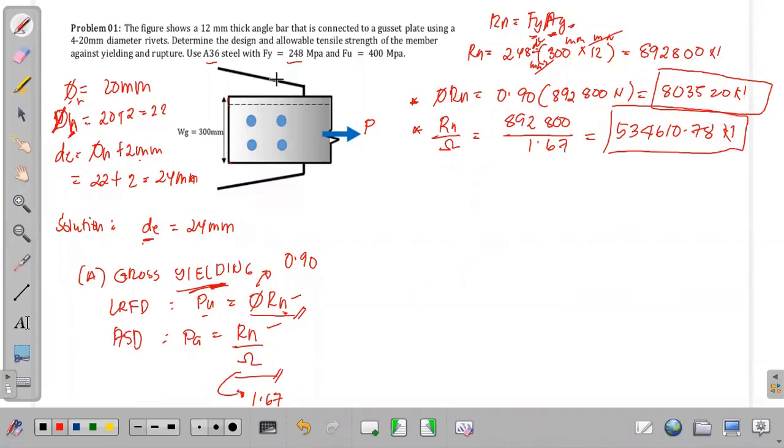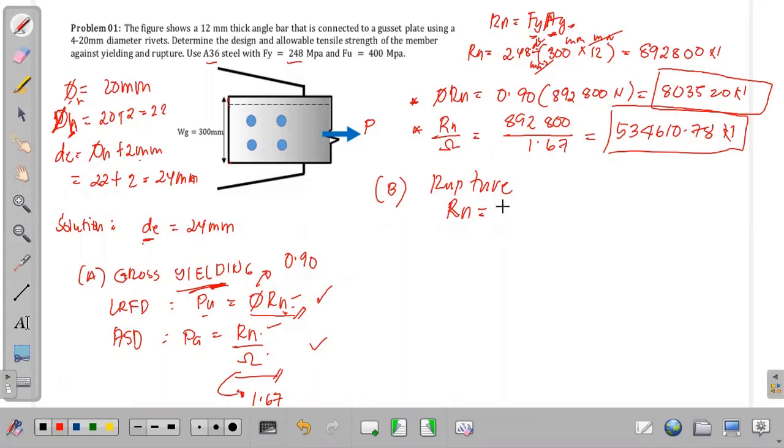Okay? Paano naman pag against the rupture or yung fracture? So the allowable tensile and the design tensile strength against rupture. Ano yung magiging nominal natin? The same pa rin yung ating equation, di ba? VRN, Rn over omega pa rin yung sa ASD. This is for the design allowable. Okay? So ano yung magiging nominal natin dito for the rupture?